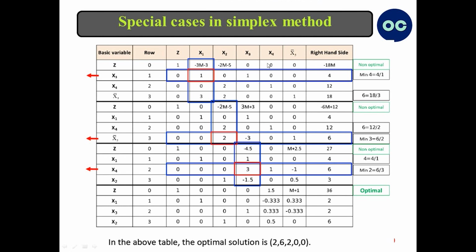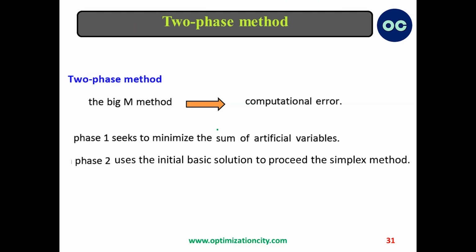So you do the traditional way of the simplex method, and finally you can see that you have the optimal solution. X1 is equal to 2, x2 is equal to 6, and x3, x4 and x5 bar as well are equal to 0, and the objective function is equal to 36. The big M method is commonly used to solve the linear programming model with the artificial variable.